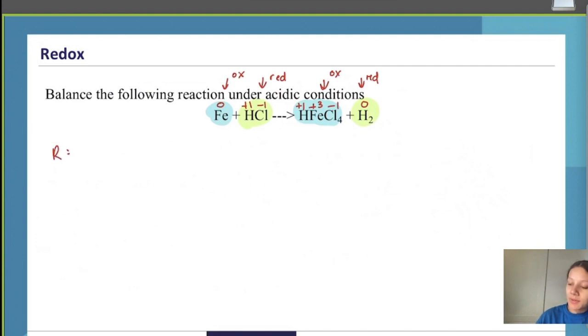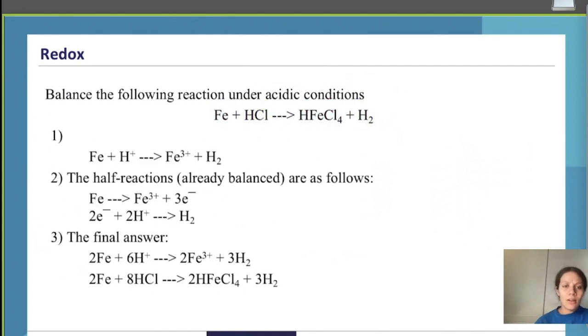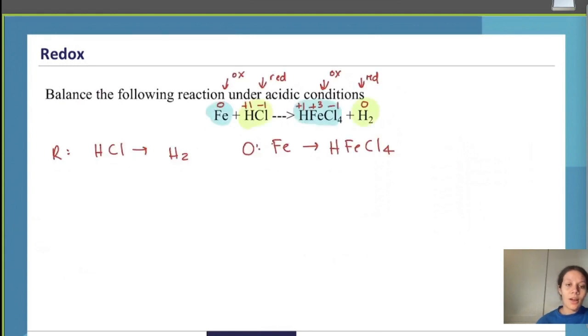So let's write them out. So reduction, HCl, H2, oxidation, 2H, Cl4. Alrighty, we'll start with our reduction half equation. So let's balance, we actually already balanced it as below. Okay, yes, sorry.